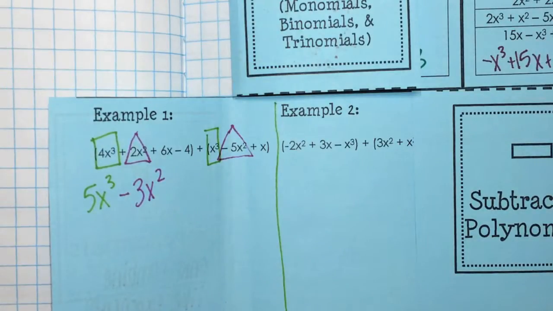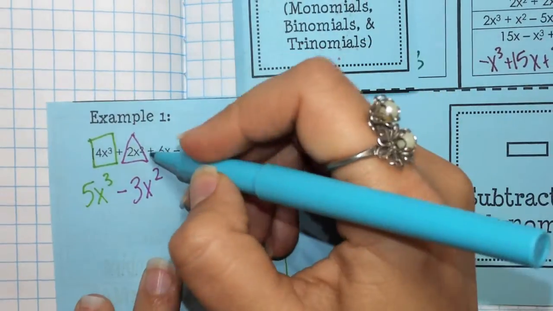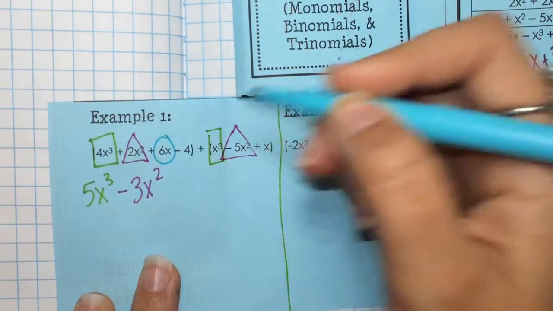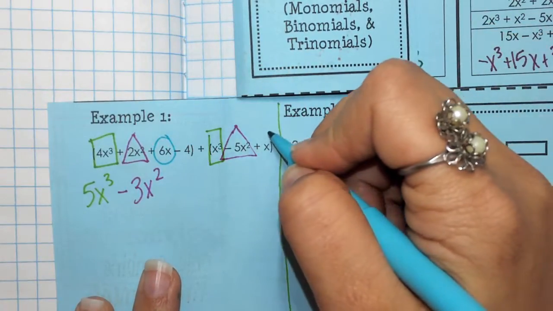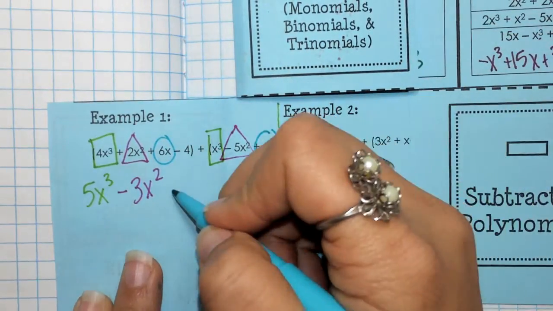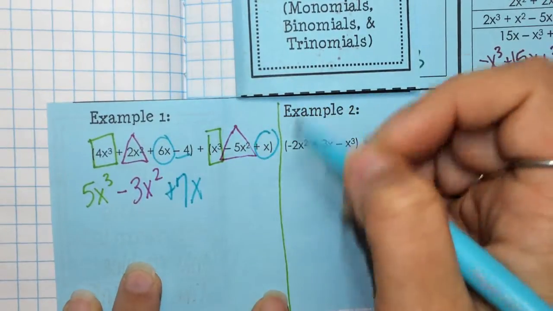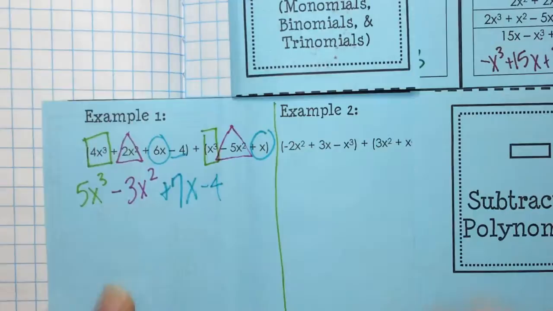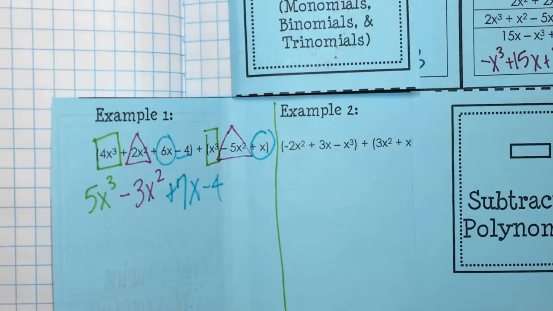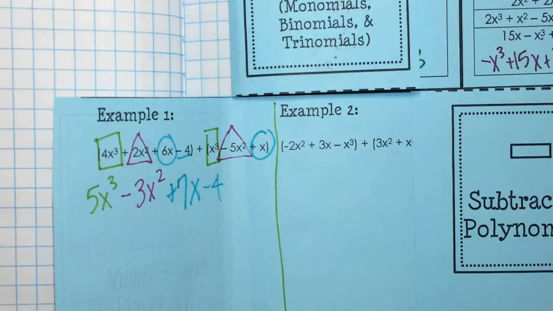But still. Alright, and for this one, 6x combines with what? X. And that gives you 7x. And does negative 4 have anything to combine with? So you write minus 4, and boom, you're done. I know. Now, tell me the degree, the leading coefficient, and what type of polynomial it is.